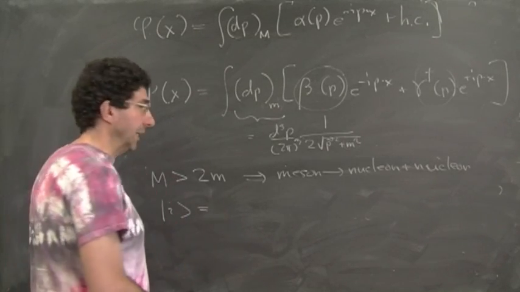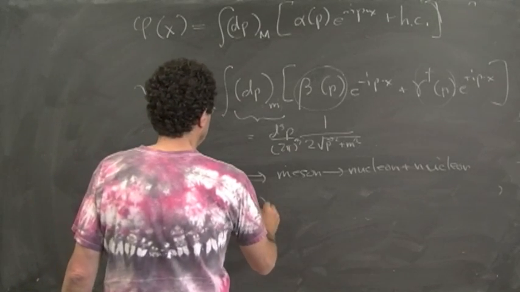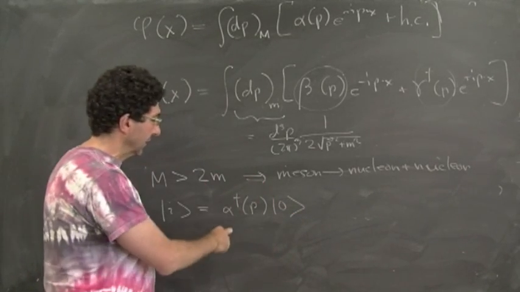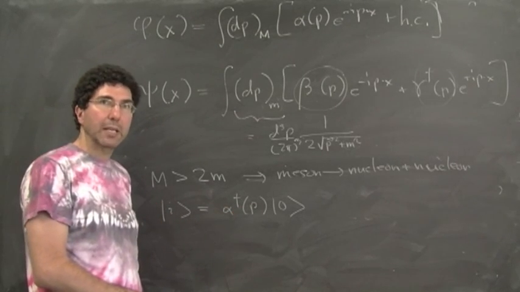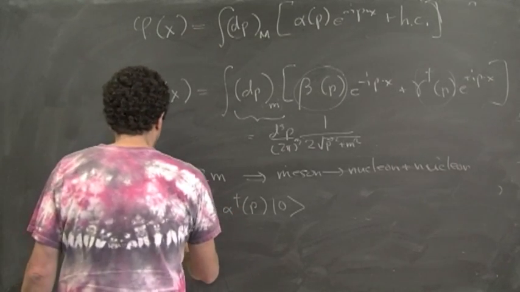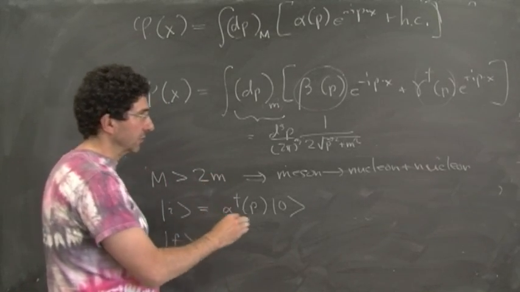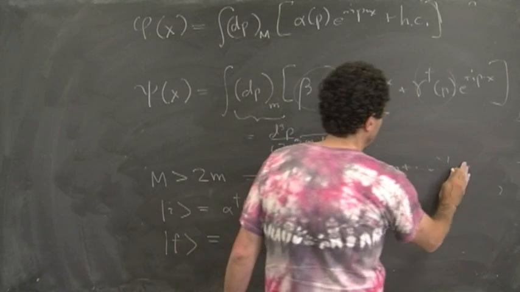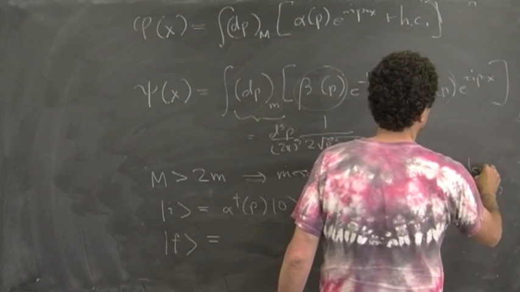What is the initial state? The initial state will be alpha dagger of p acting on 0, because alpha dagger creates a meson with momentum p. So that'll be our initial state. What is our final state? Our final state will consist of, the meson will go to a nucleon plus an antinucleon. Excuse me. Very important.